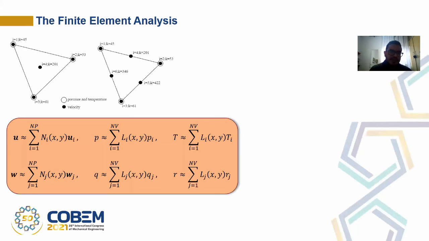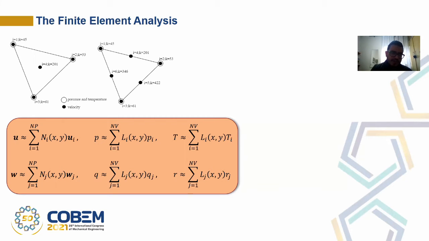Here we present the elements used. On the left-hand side, we have the mini element, which is the simplest element that can be used to satisfy the LBB condition, which is the condition that needs to be satisfied for a saddle point problem, such as the Navier-Stokes one. And on the right-hand side is the quadratic element. We see 1 point for each side of the triangle.